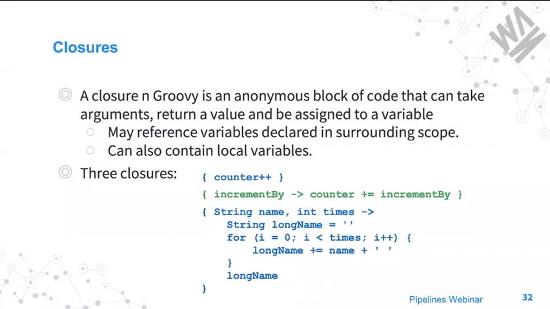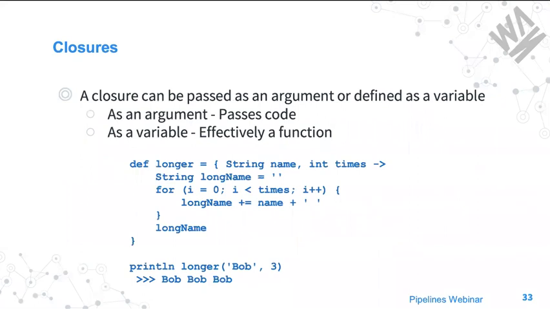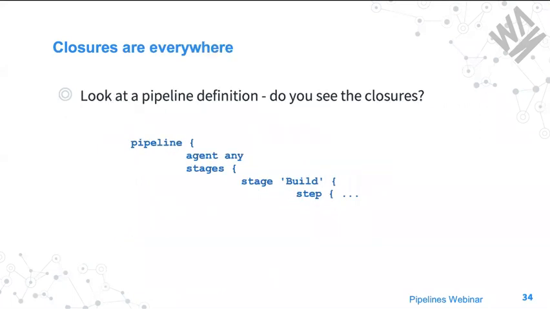There are 3 examples of a closure in the bottom of the slide. The third example, the last example that I think you can see my cursor is here, is actually a re-implementation of that longer function. It's the same thing as that longer function, but it's an anonymous block of code. Now, that closure can be passed as an argument to something and made use of, and here's an example of that. And closures are kind of everywhere inside pipelines, even though you don't notice them.